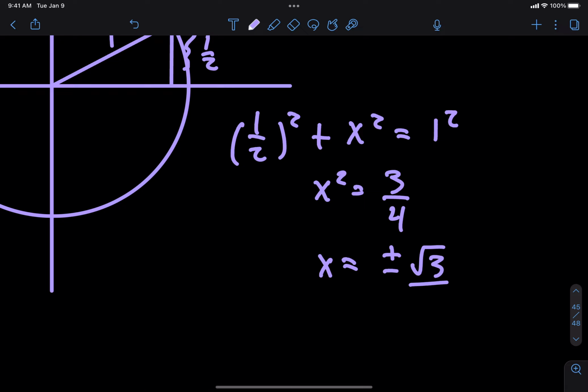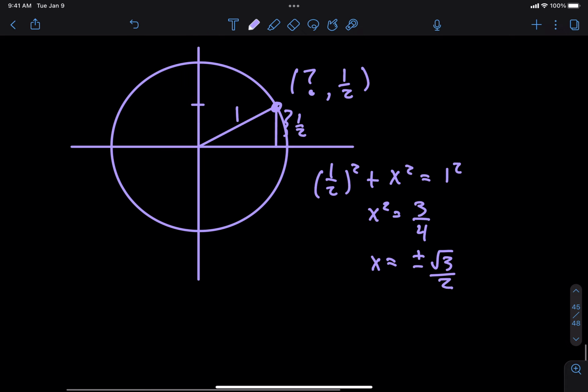of 3 over 2. So which one do I want? The positive square root or the negative one? Positive. I want the positive one. Can you explain why I don't care about the negative one? It's not in the domain for the negative one. It's not in the range.